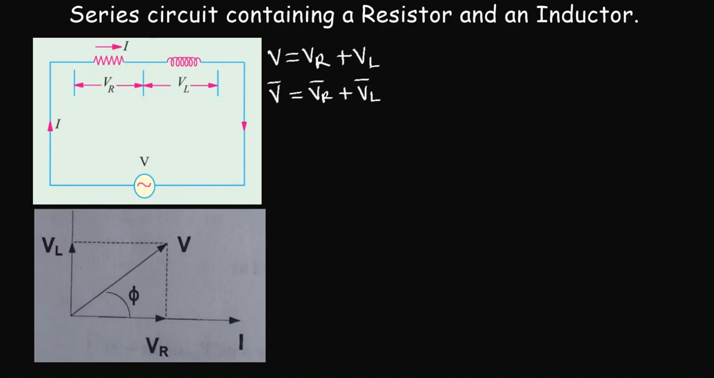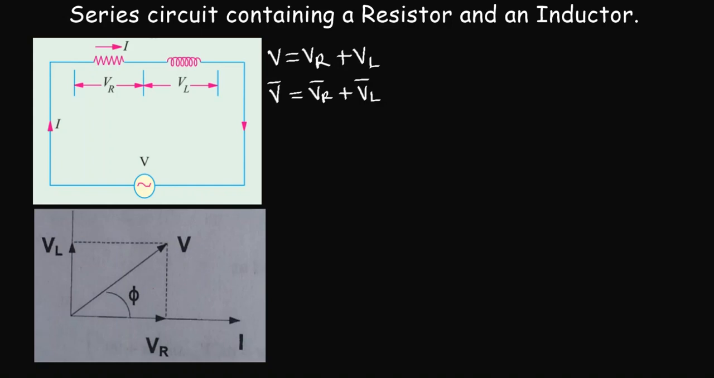Now let's come to the phasor diagram that we have here. From this diagram, you have the voltage drop across the inductor here, and then you have the current through the circuit to be I, and this is the voltage drop across the resistor. V is the total voltage in the circuit, and phi is the phase angle between the voltage and the current.